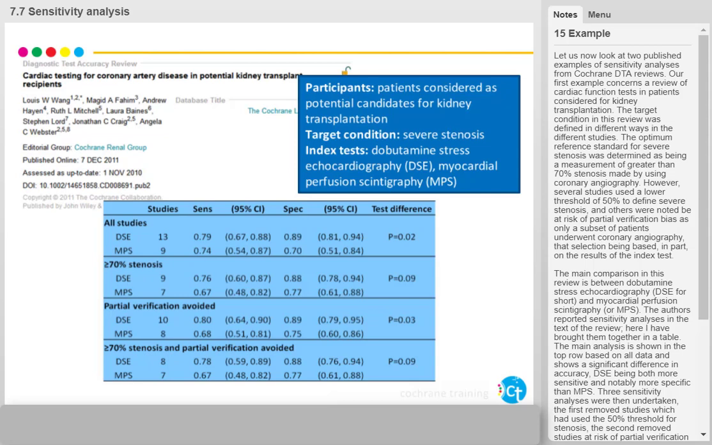In all three sensitivity analyses, the ranking of the studies remained consistent, with DSE outperforming MPS in terms of both sensitivity and specificity. However, the statistical significance and the magnitude of the differences decreased across the sensitivity analyses, the difference in specificity becoming notably smaller. Thus, the sensitivity analyses raise concerns that it is not possible from this data to draw strong conclusions that DSE outperforms MPS.